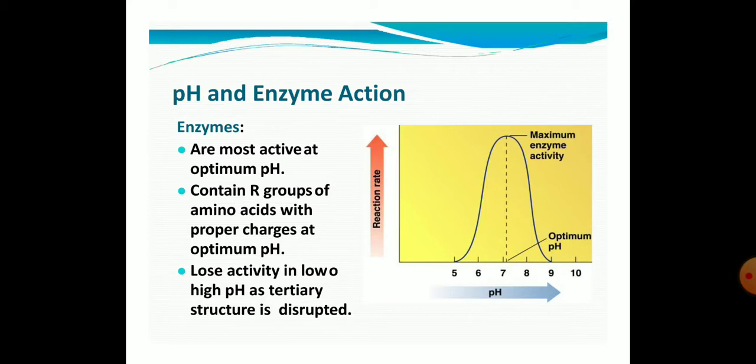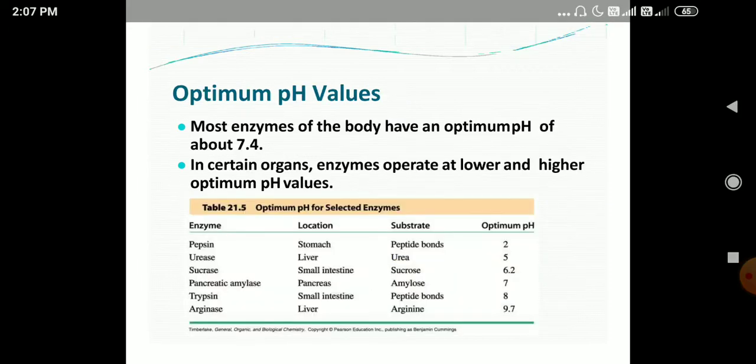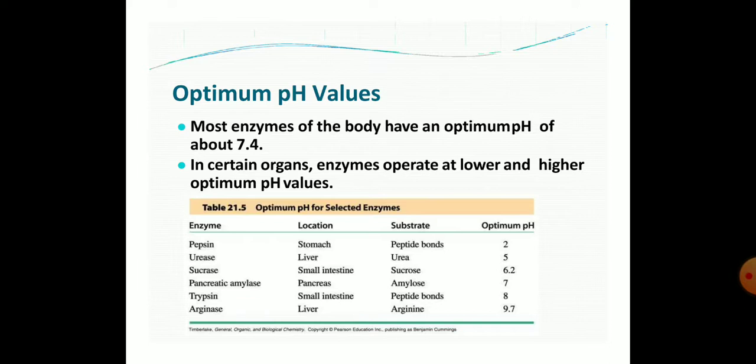That's why when you plot pH versus enzyme action, it shows a complete peak-shaped graph. In between, almost pH 7 is better for enzyme activity. The majority of enzymes have optimum activity at 7.4. Certain enzymes in some organs work at low and high pH also. For example, pepsin in the stomach has an optimum pH of 2, urease in liver pH 5, and trypsin pH 8. But 7.4 pH shows the highest enzymatic activity.